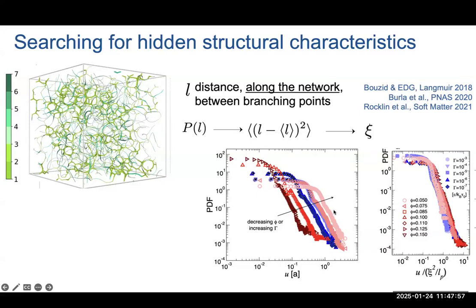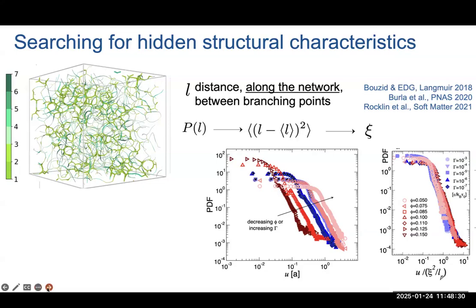And then if you change the volume fraction of the gel, or if you change the gelation rate, you get distributions that change all over the place. But as you use this length scale, this variance of the distribution of these mesh sizes, which gives you a weighted average of the size of floppy regions in your network, then you get basically all these distributions collapsing. The whole dynamics is recapitulated by a unique distribution.